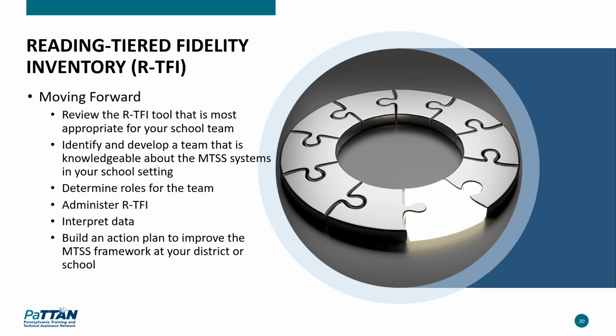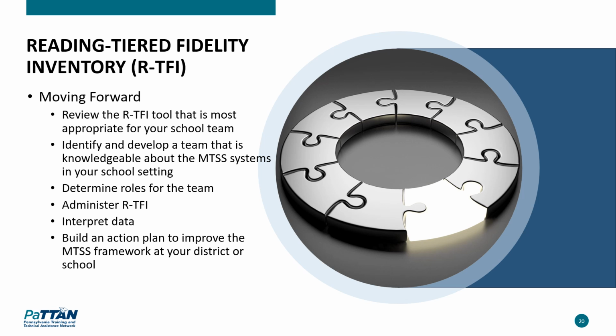So what is the next step? To move forward, first review the R-TFI tool that is most appropriate for your school team, elementary or secondary level. Next, identify and develop a team that consists of members who are knowledgeable about the MTSS systems within your setting, whether that be at the district or school level. Once you have that team, determine roles for the members. You will need that outside facilitator, Patent, or the IU, group note taker, and respondents.